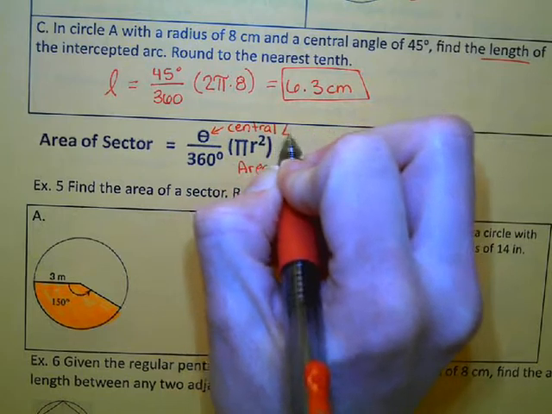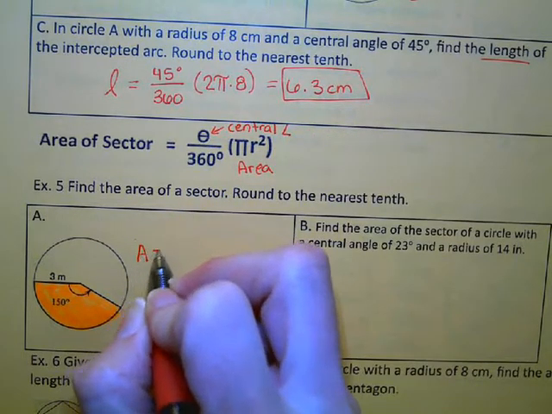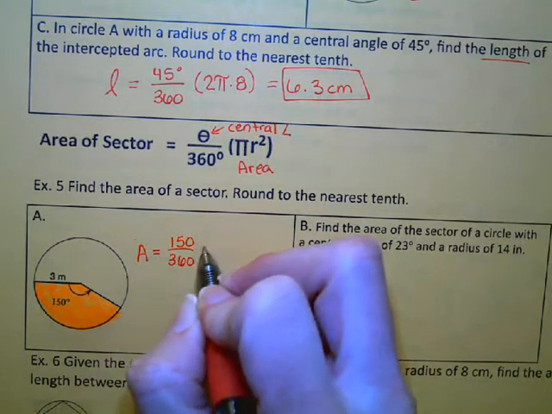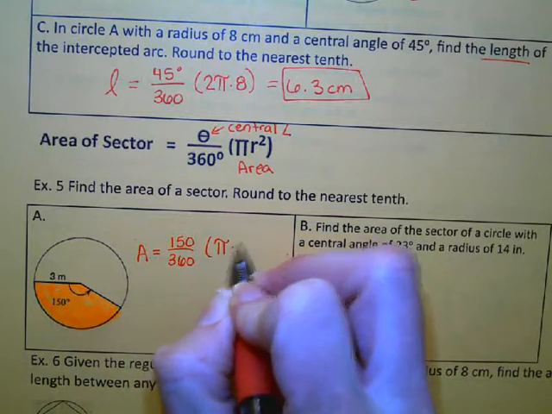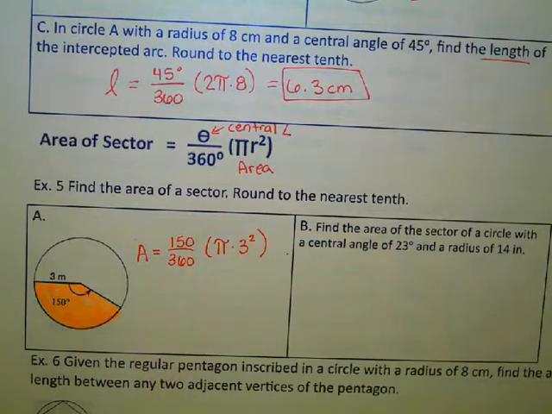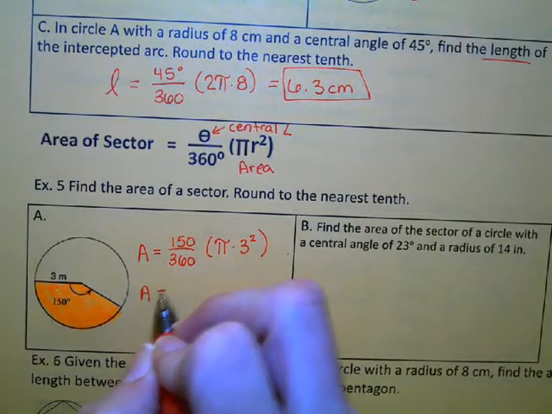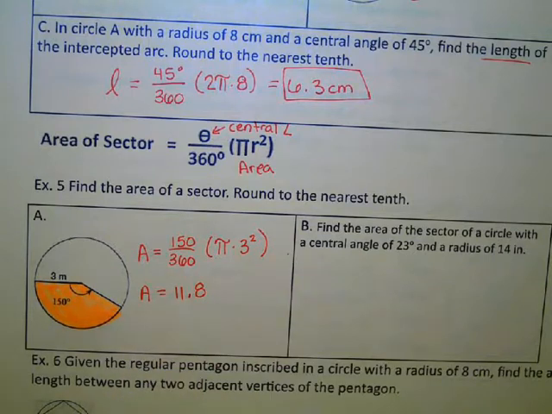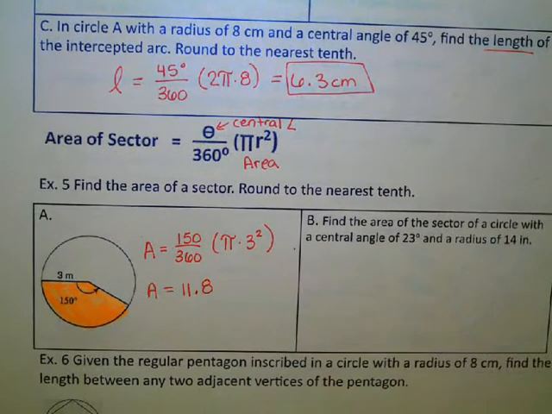So this is your central angle, which would be 150 out of 360 times pi r squared. So you're finding the area and you're taking a fraction of it. So this area is about 11.78, so we'll say about 11.8.